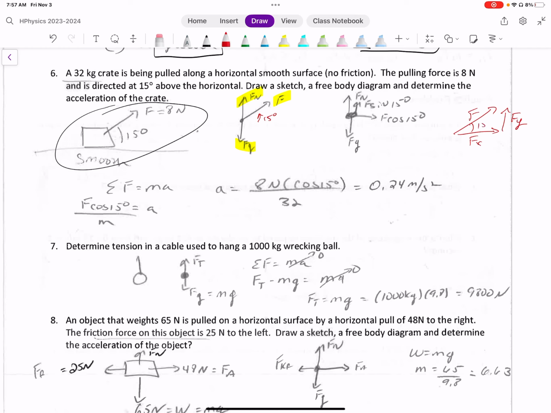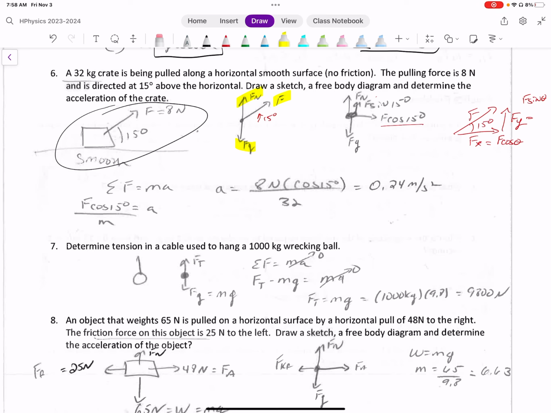I use cosine values for Fx, so that'll be F times cosine theta, and for y, that'll be F sine theta. And so here's what those look like now. There's one in the x direction, F cosine theta, and now I have two in the y direction, F sine 15 degrees.